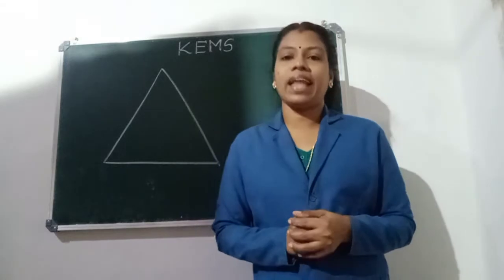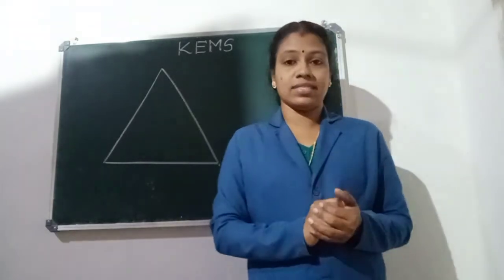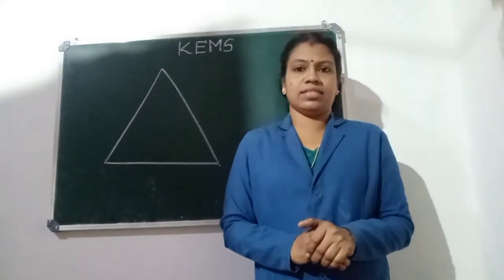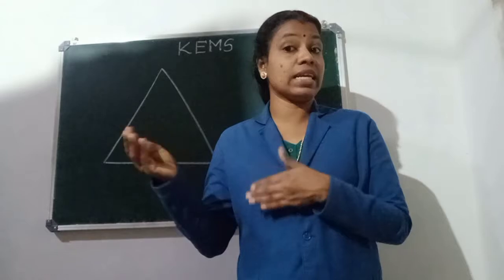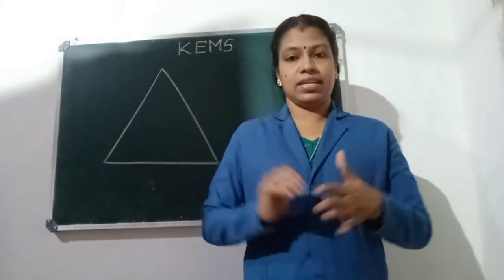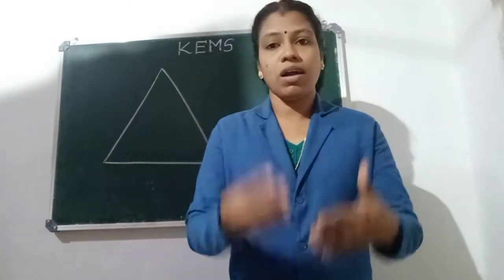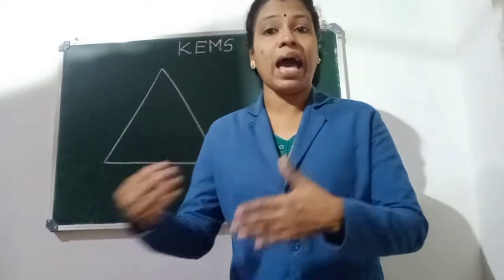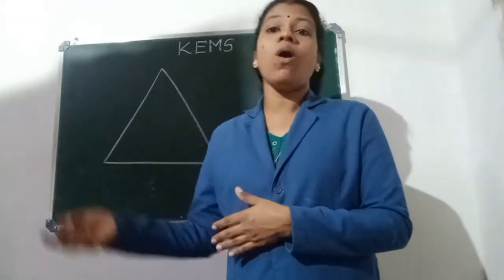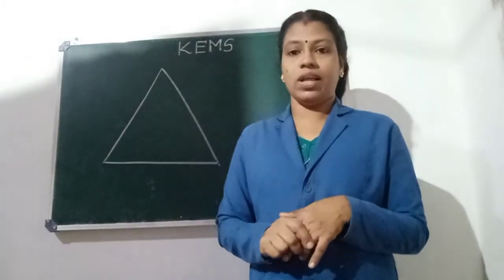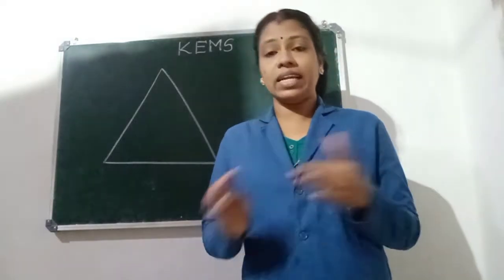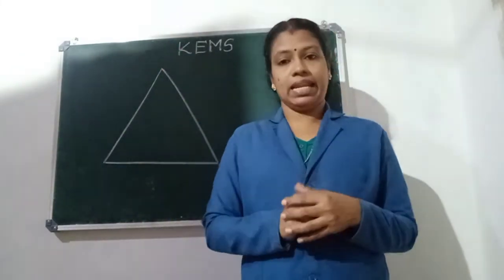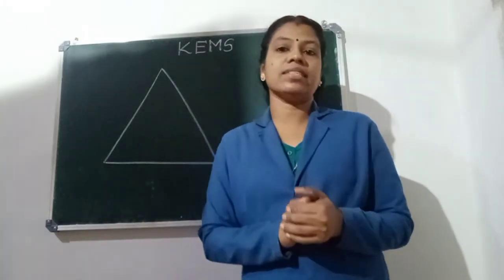Now the second axiom, the alternate angles axiom. We simply use the words alternate angles for alternate interior angles. So the second axiom is: if a transversal intersects two parallel lines, then each pair of alternate interior angles is equal. Clear? That is the alternate interior angles axiom.